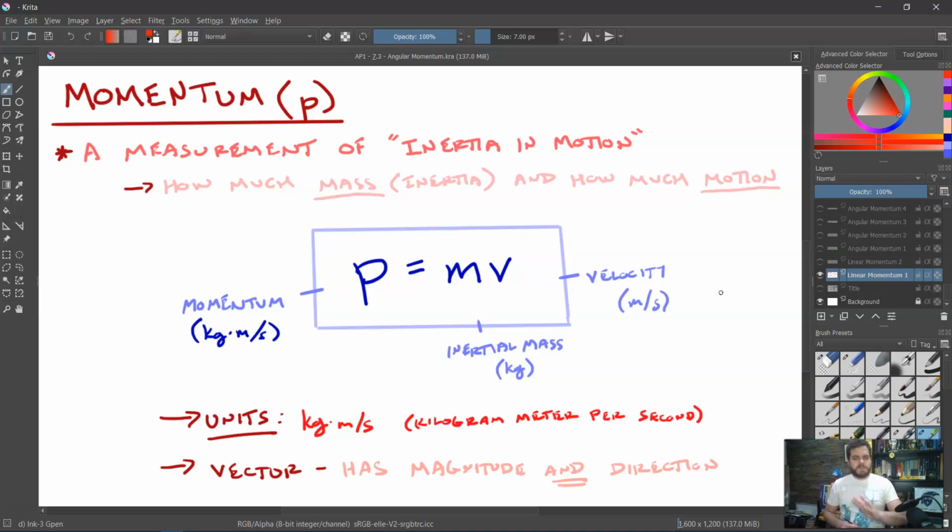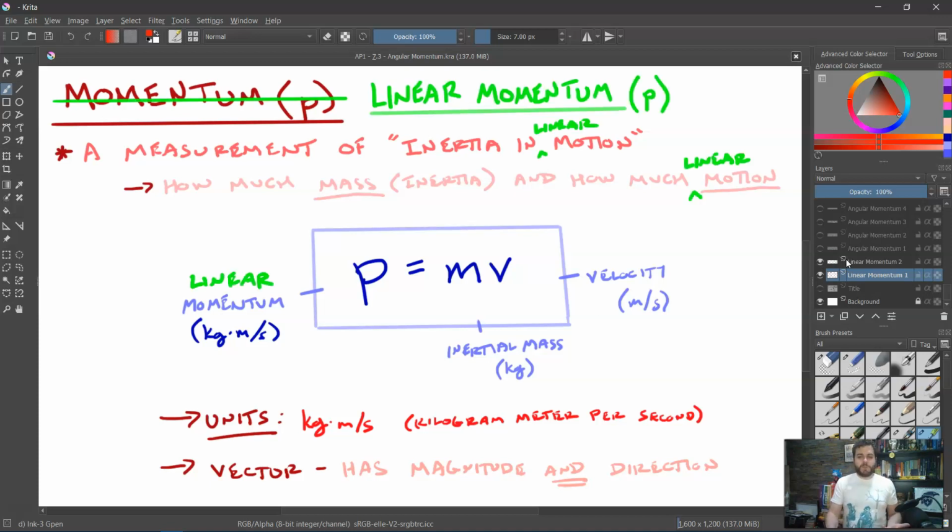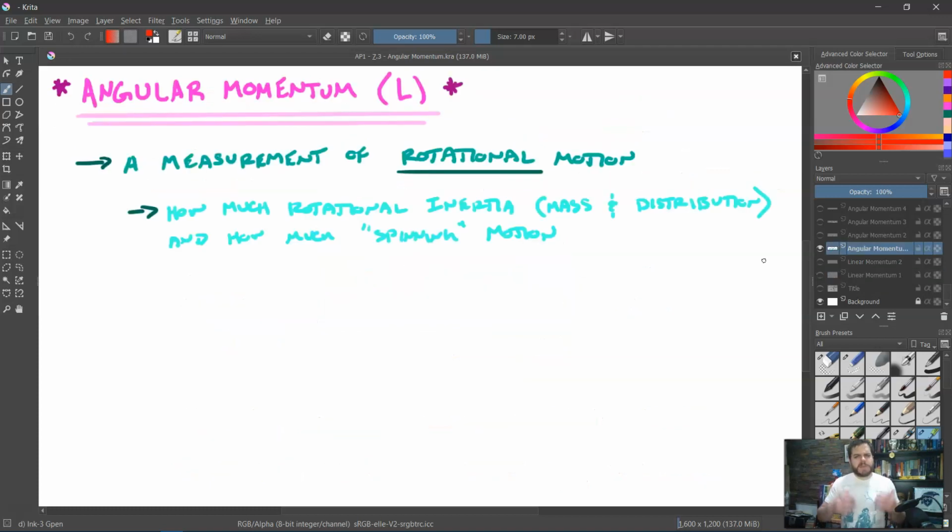And while we went into quite a bit of detail of momentum, we didn't regularly note that really we should have been adding this word linear to everything. That equation, p equals mv, is really the linear momentum of an object. But there is a rotational analog to linear momentum, which we abbreviate with a capital L. And angular momentum is just a measurement of rotational motion, specifically telling us how much rotational inertia an object has. So that includes its mass and the distribution of that mass, and how much spinning motion or rotational motion the object is currently exemplifying.